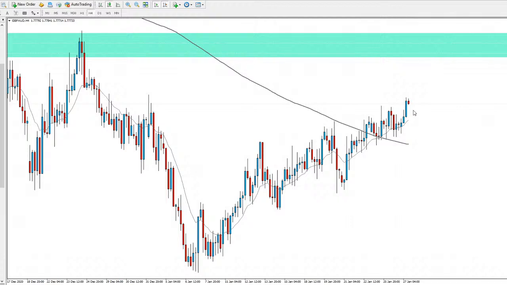So again, GBPAUD is still looking bullish, very choppy market right now, and we could potentially see price continue higher unless we start to see some strong reversal candles, or maybe a trend line break, because this market is very choppy right now.